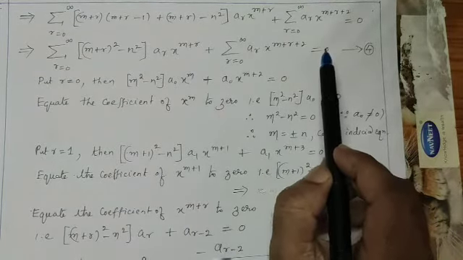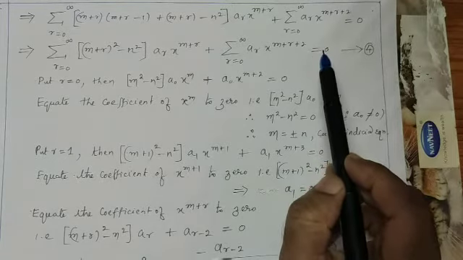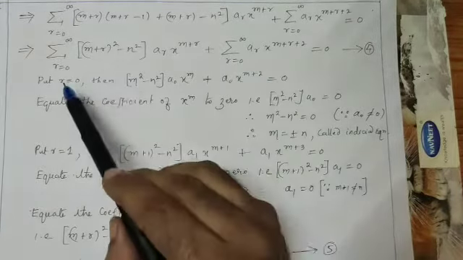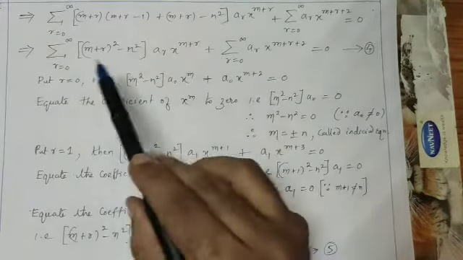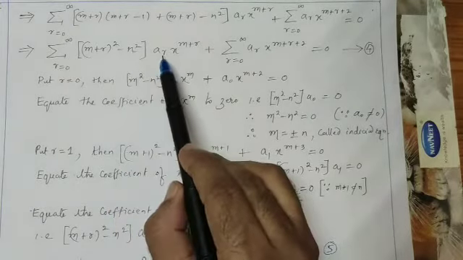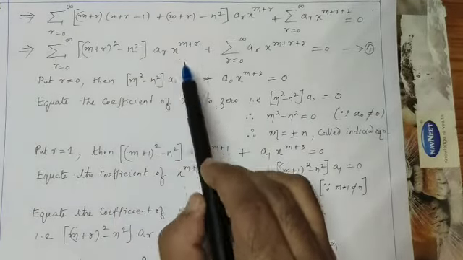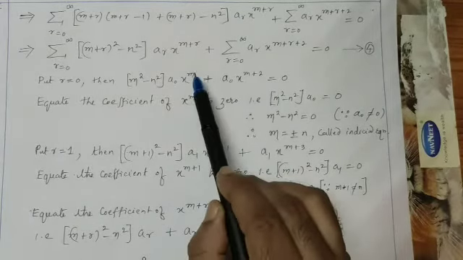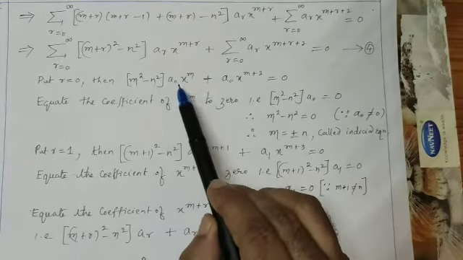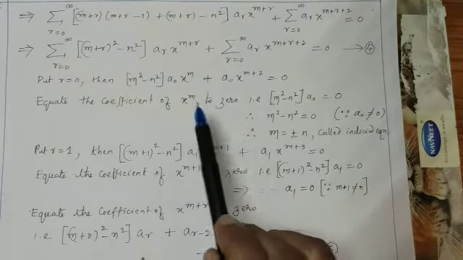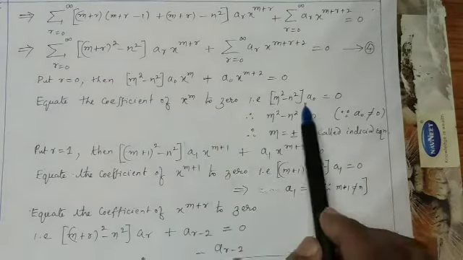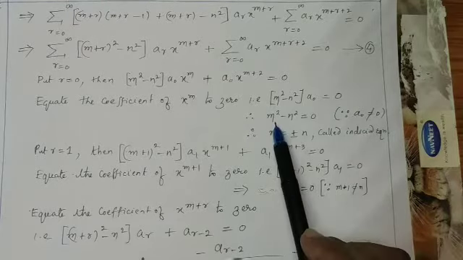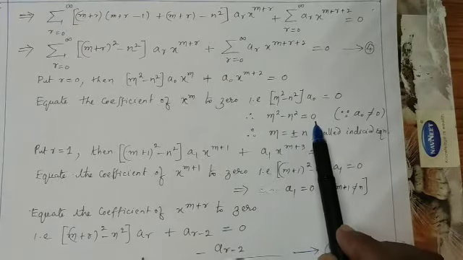Now I would like to equate the coefficient of the lowest power of x to 0. To do that, I just substitute r equal to 0 here to get this equation. Put r equal to 0: (m square minus n square) a naught x power m. Similarly, the second term you will get is a naught x power m plus 2. Among these two terms, the lowest one is x power m. So equate the coefficient of x power m to 0. That means (m square minus n square) times a naught is equal to 0. Since a naught is not equal to 0, m square minus n square must be equal to 0.